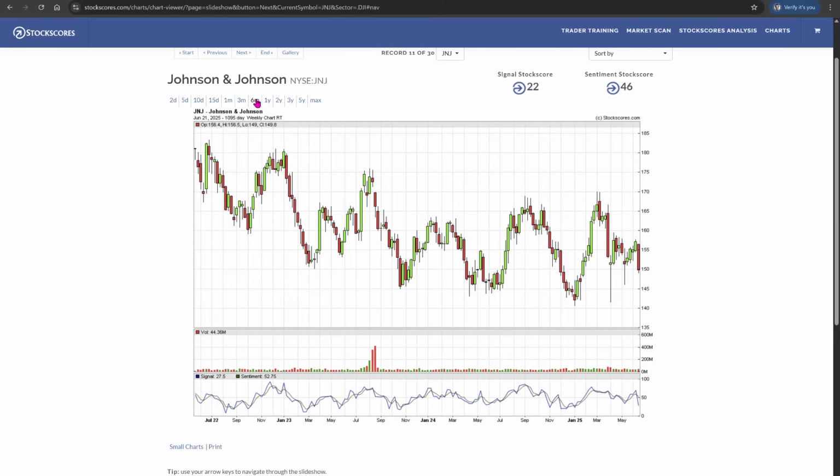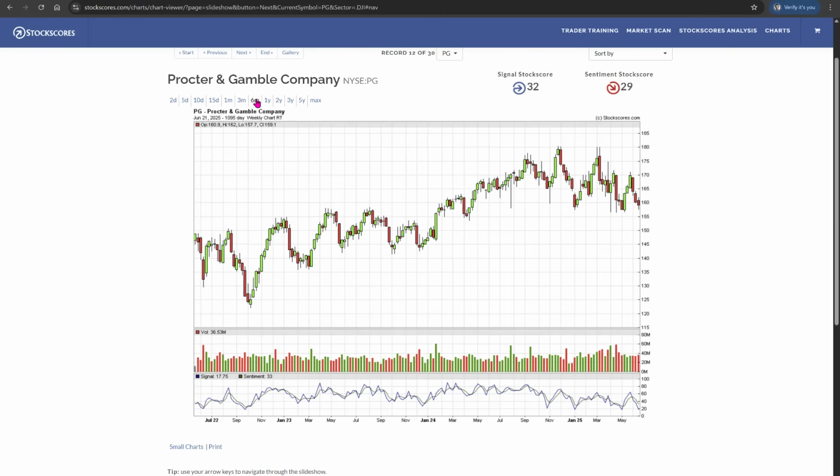Johnson & Johnson, similar. It's stuck in a sideways range. Bad week this week, probably going to move down towards that 145 level of support. Next one, Procter & Gamble, not great. It had rising bottoms for a long time. Now starting to build falling tops and testing this support. If it starts to break down through 155, I think it's more likely to move down towards 145 as the next stop of support.